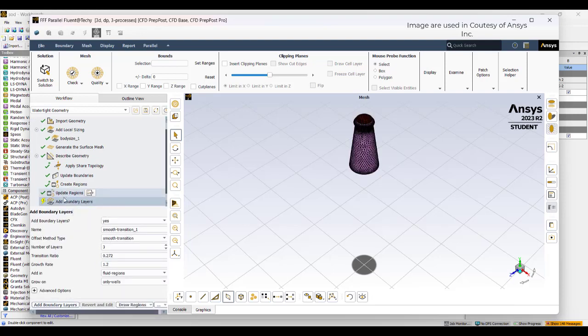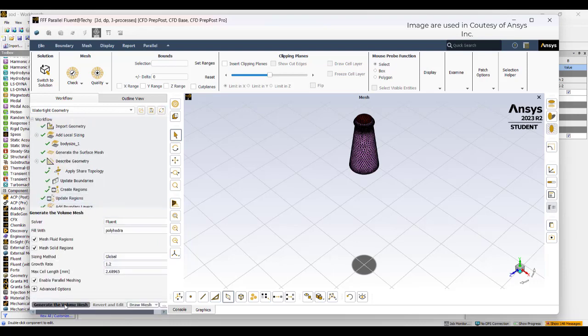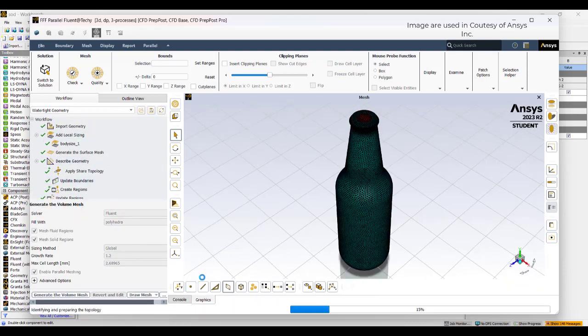So update regions. I don't want to have any boundary layers, because this doesn't have any flow. It's only for demonstration purpose of the dissolution. So I'm not using any of the boundary layers. And then I'll go to generate volume mesh. It is so simple.